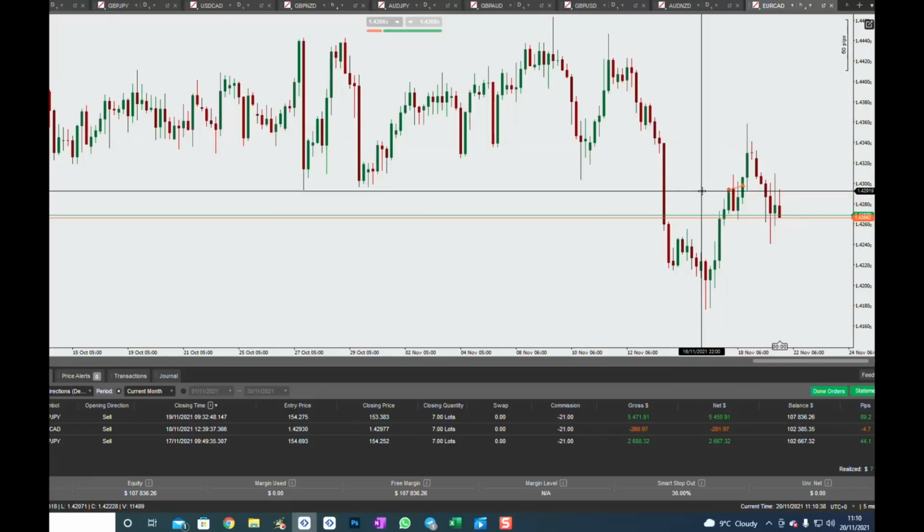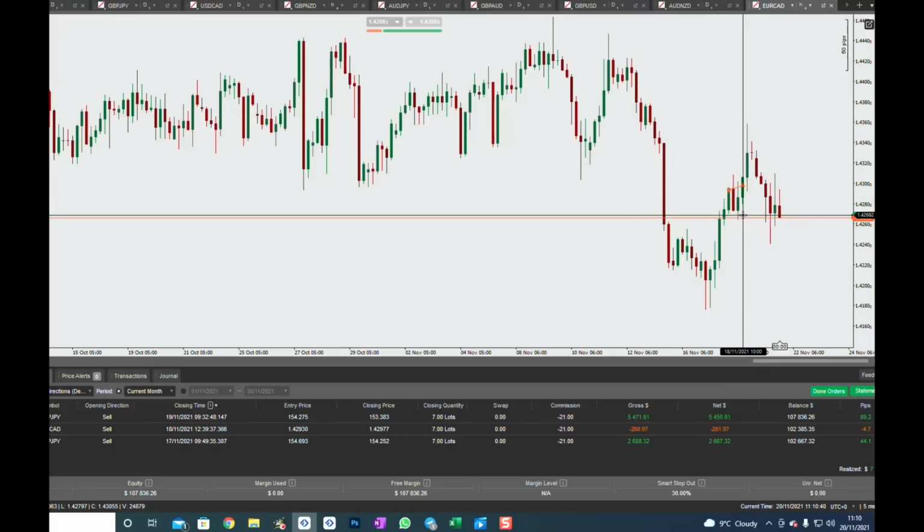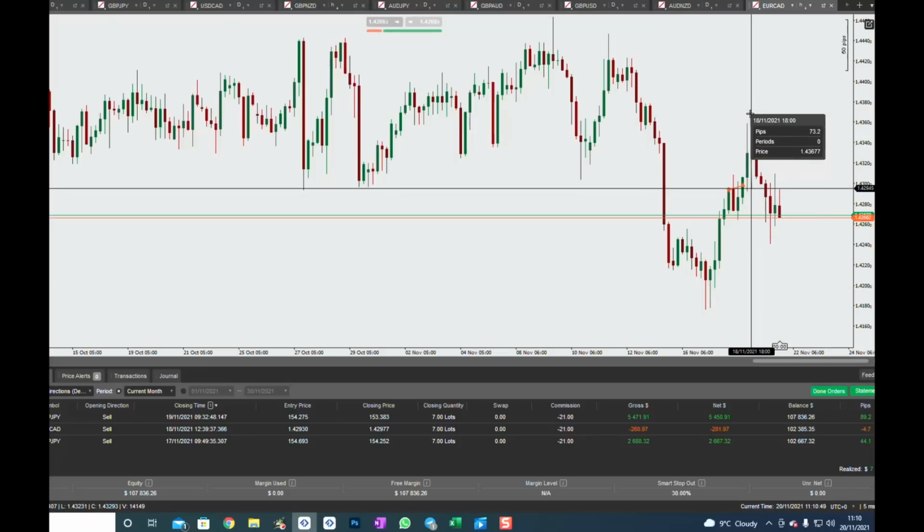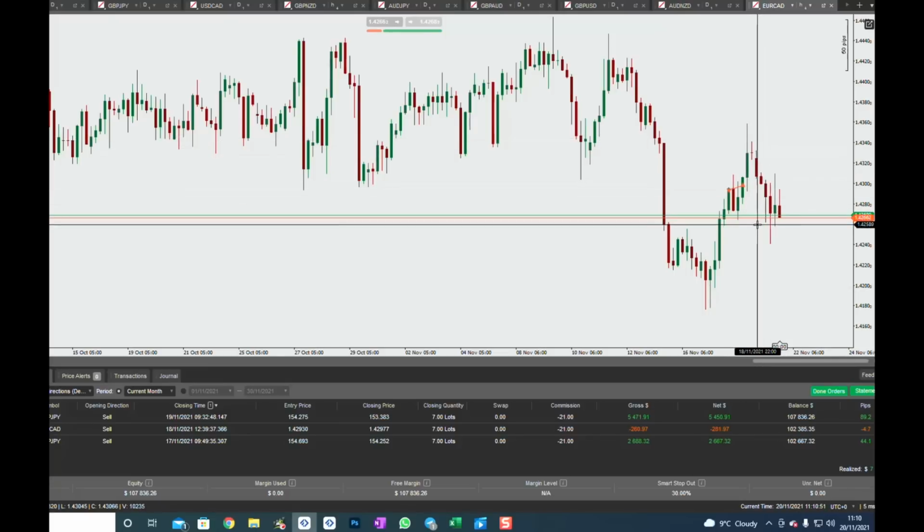Sometimes when you miss TP and it goes back to break even, you don't try to chase it. Just move on to the next trade, because in this scenario, if I just kept holding it, well, I would have made an unnecessary loss, but it did do the pips. So on to the next one.